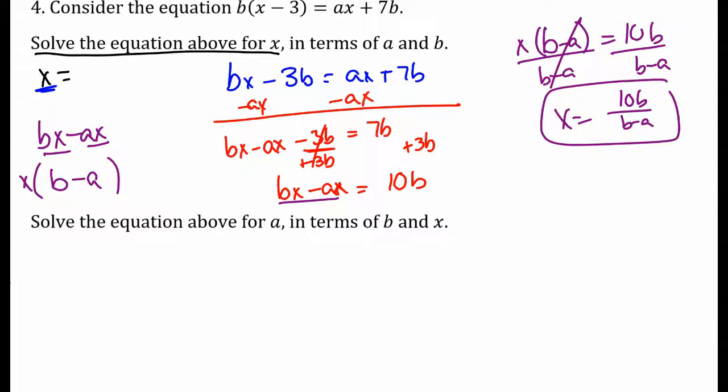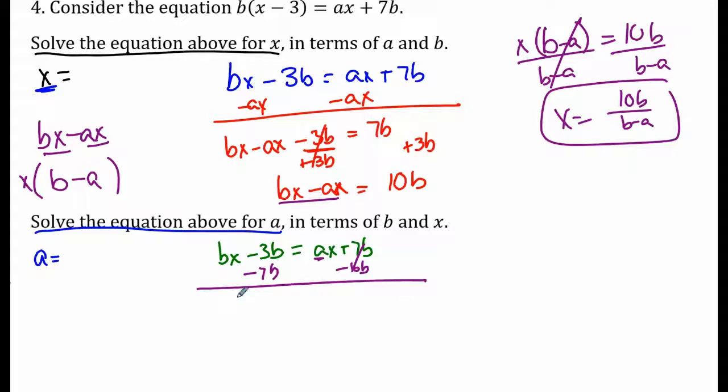Now I want you to solve for a. Solve the equation for a. That means a is what I'm getting alone. a equals is what I'm looking for here. So I have bx minus 3b equals ax plus 7b. So I'm solving for what? I'm solving for a. I'm solving for that a right there. Let's subtract 7b from both sides, because I want to get a alone.